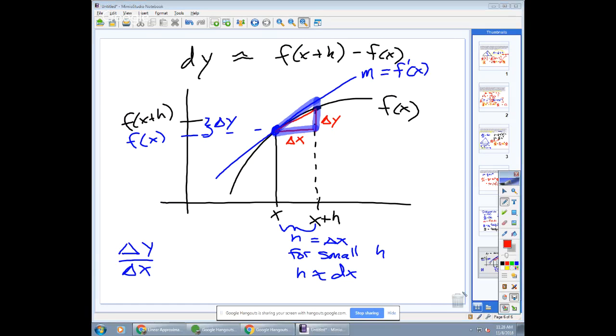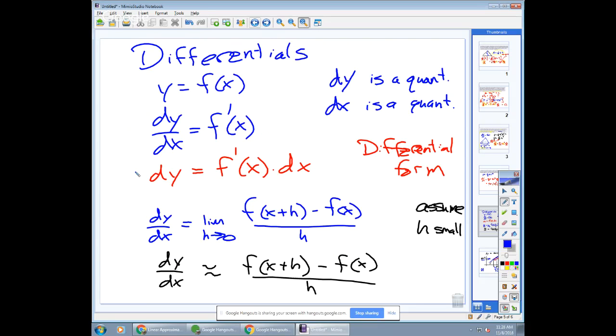Off the tangent line, I get this slightly different y value up there. What the heck is that y value? That y value is the slope, f prime of x, times dx. Move that over a little bit. And in this case, dx and delta x are about the same value. So that right there is related to that differential formula.